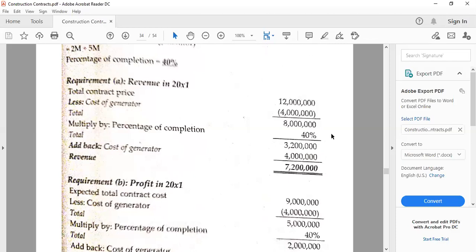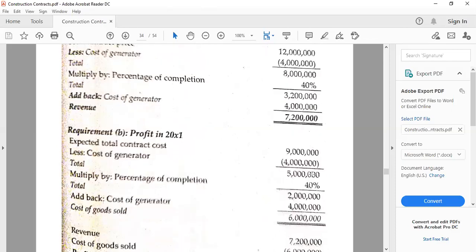We have to exclude that so that we get 8 million, and then we multiply by the percentage of completion at 40%. So we get the total 3.2 M. And then we add back the cost of generator, so we get 7.2 M or 7,200,000 for our revenue. And then for the profit, that is our 9 million.